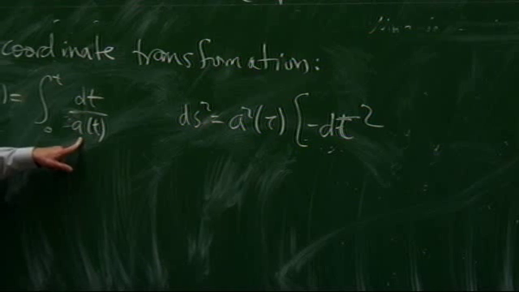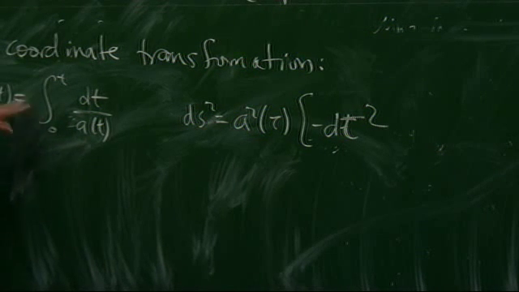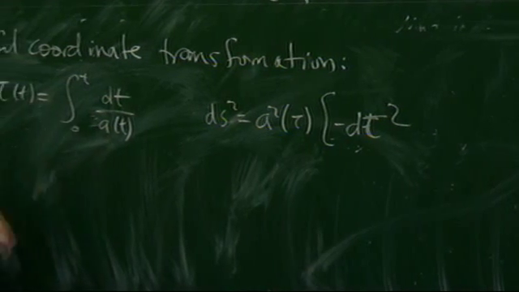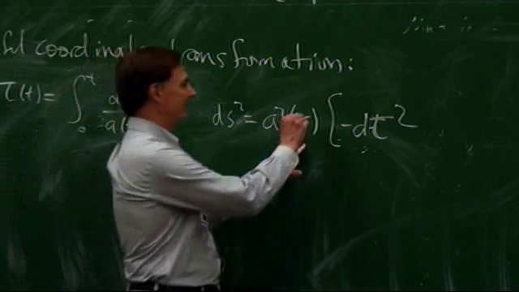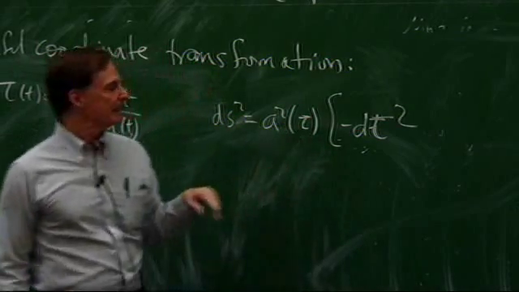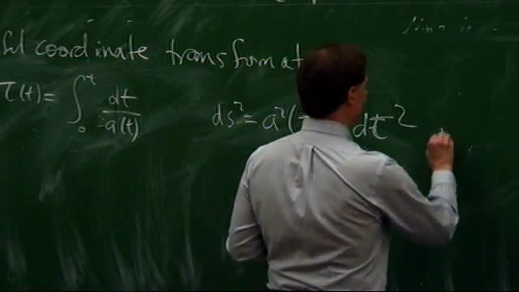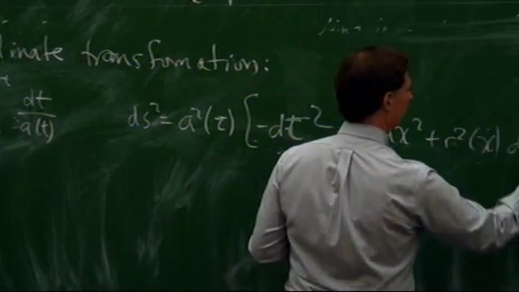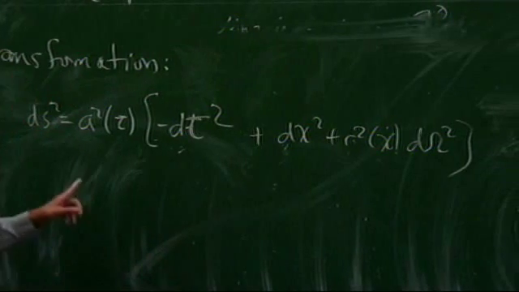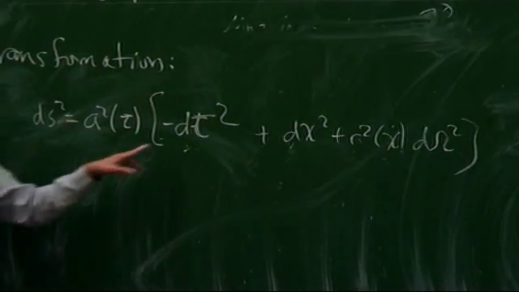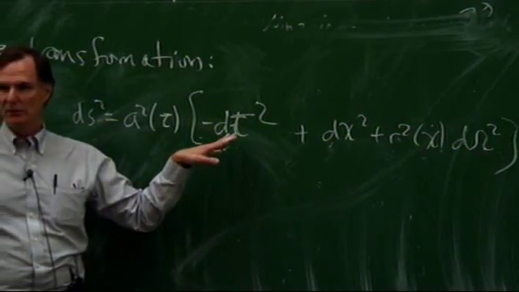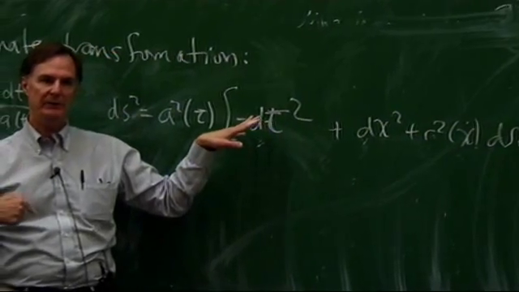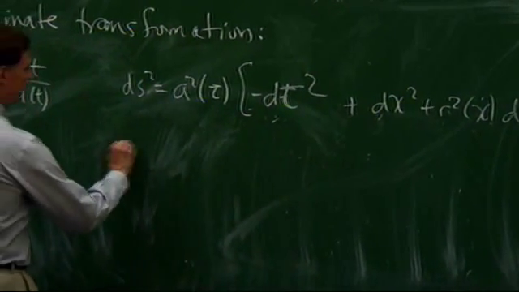A has a single sign, so this is a monotonic relation. t of tau is monotonic, so it can be inverted. You can solve for t of tau, plug it into A, and write A of tau. And then we have minus d tau squared plus d chi squared plus r squared of chi d omega squared. And you see right away from this that null geodesics, which travel to us along radial paths in the universe, have an extremely simple form.